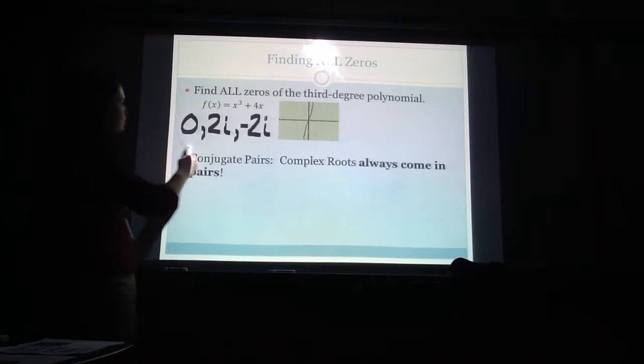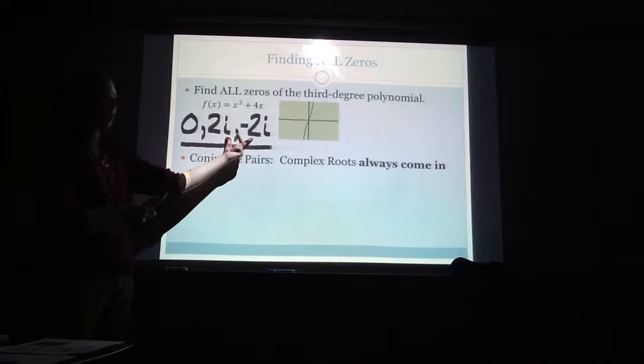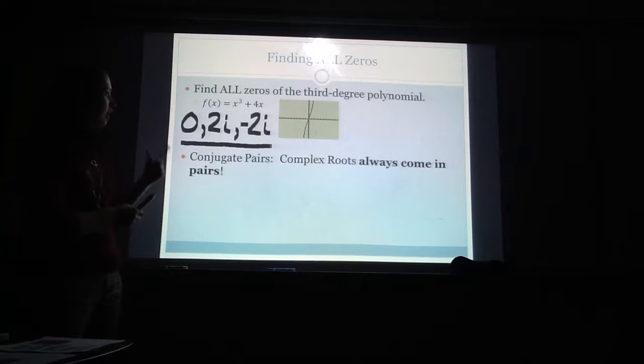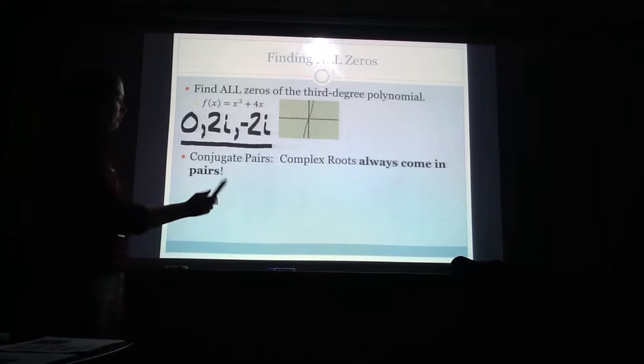Okay, so here are our 3 zeros. Now whenever we have imaginary numbers, they always come in pairs. Conjugate pairs is what they're called. Complex roots always come in pairs.